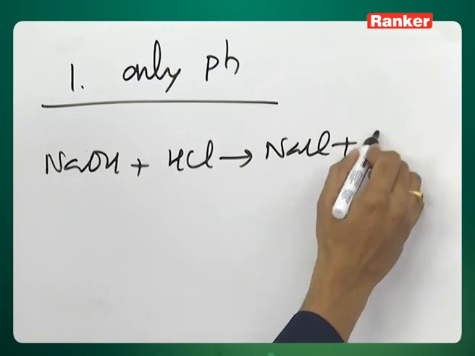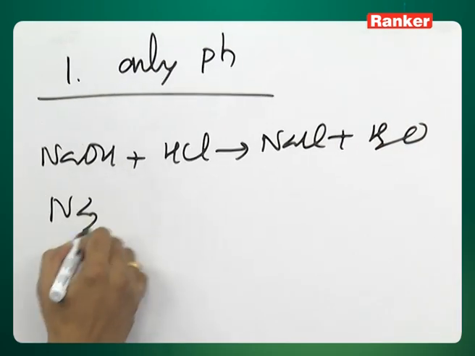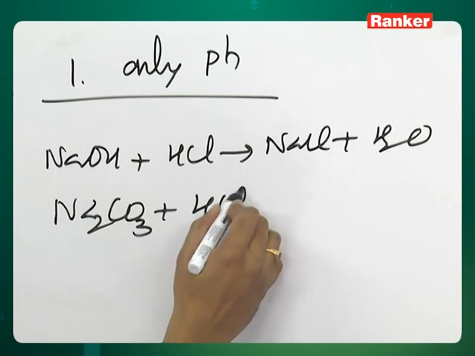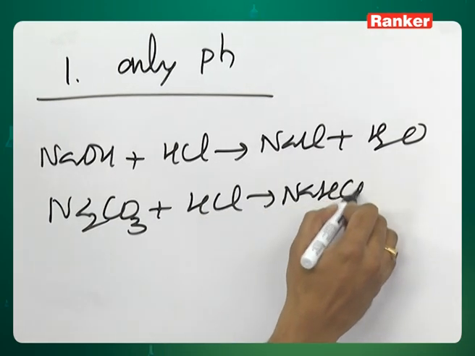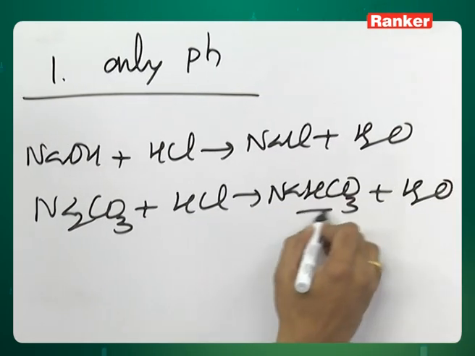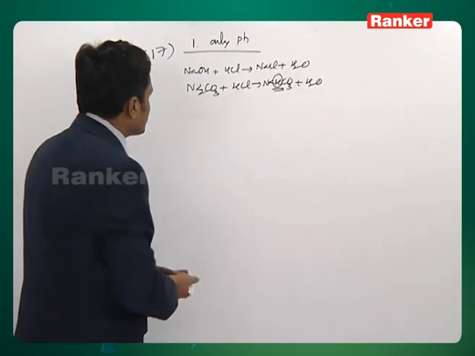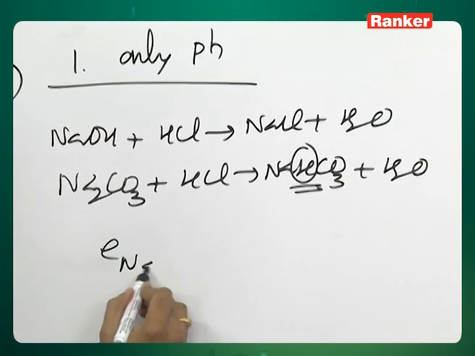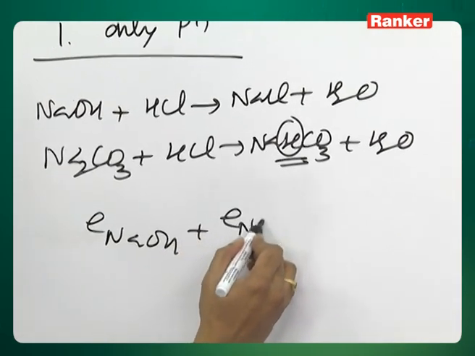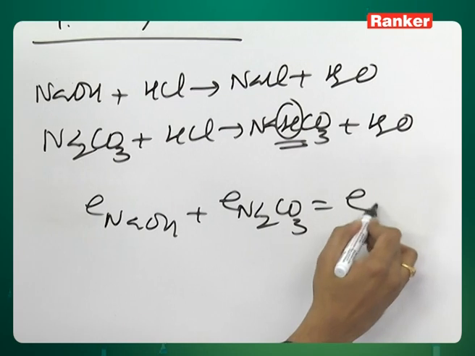One is NaOH, the second one is sodium carbonate, and you know only partly it will react, because what we require is a replaceable hydrogen atom for the conjugate base of the phenolphthalein. Hence you will be writing this expression. These two have reacted with HCl.